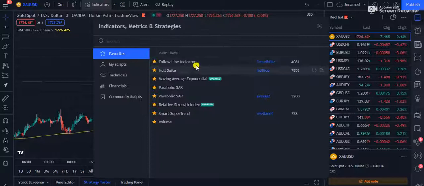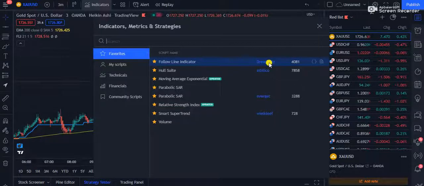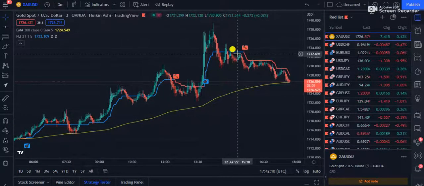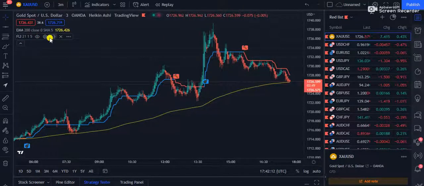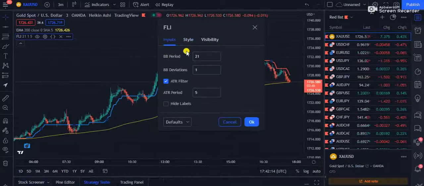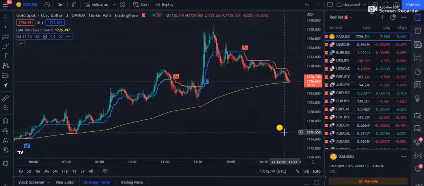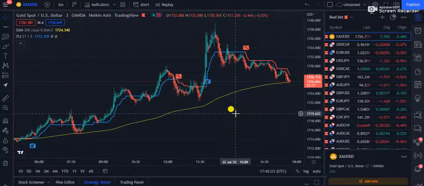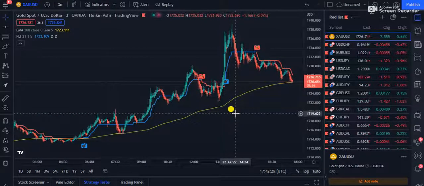The second indicator that we will be using with this strategy is the Follow Line indicator by Dreadblitz, and it has 4081 favorites right now. The strategy is very simple and up to date. You don't have to make any changes inside the settings, because it is at 21.5, or 21.1 and 5 ATR period. You don't have to change anything, because I personally checked throughout the day that this strategy is working in a very killer way.